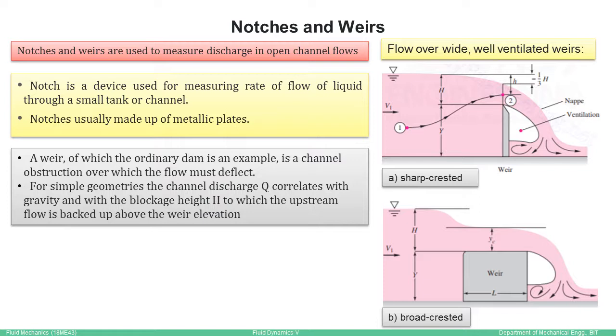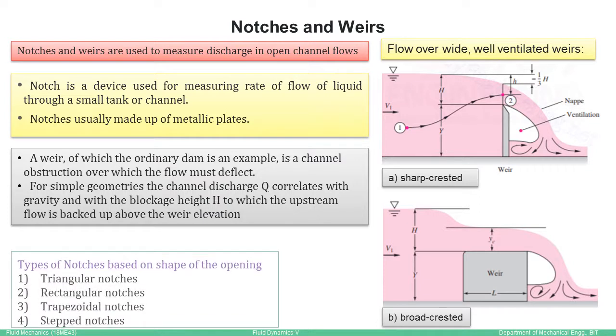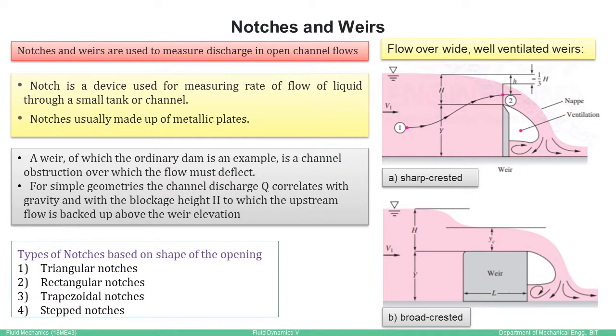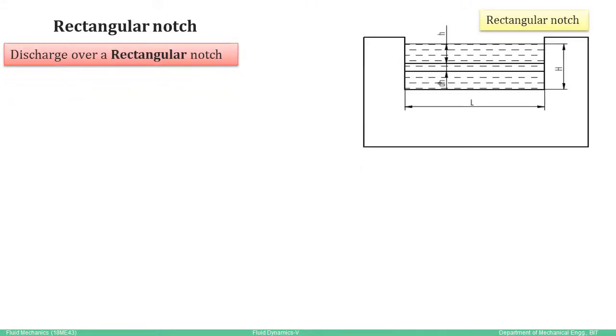Let us not go into the complete theoretical analysis of these broad crested or sharp crested weirs. This is not included in our syllabus, so we are not going into detail there. But we are going to discuss the important types of notches or weirs based on the shape of opening. Out of them, we discuss triangular and rectangular notches. For a rectangular notch, we'll try to find an expression for discharge.